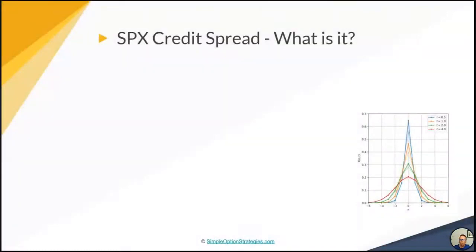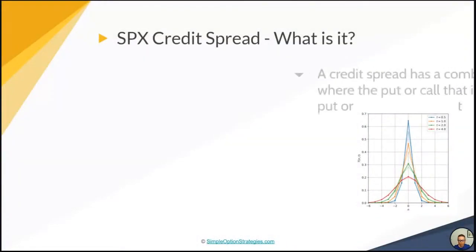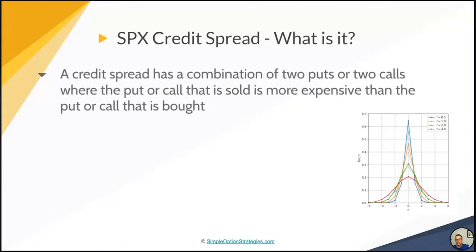All right, so let's talk about what is a credit spread. Let's talk about the basics of it. A credit spread is basically two positions. It's a spread, two puts or two calls, where the put or the call that is sold is more expensive than the put or call that is bought. If you haven't heard that before, try to get your head around this. When you actually put on this trade, you are receiving a credit at the time that you put on the trade.